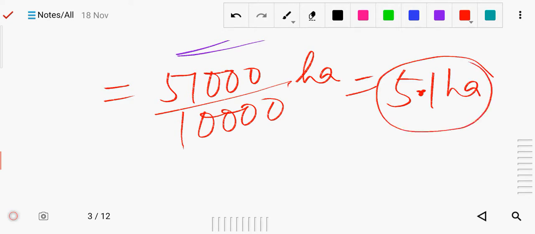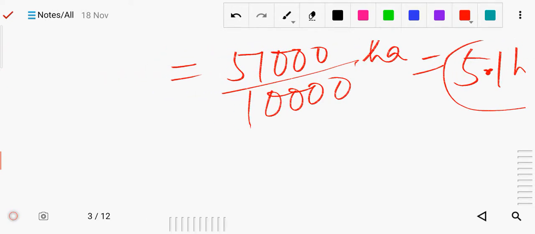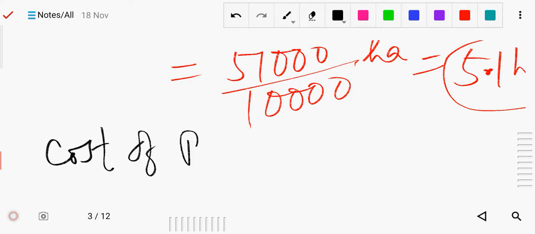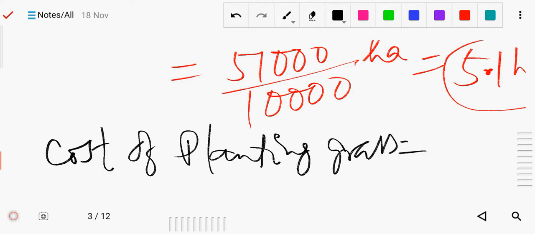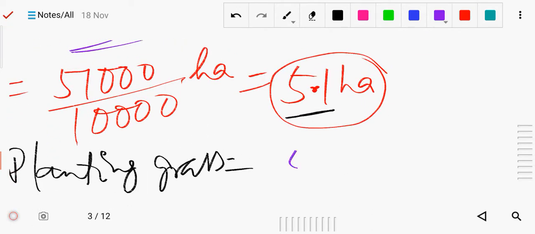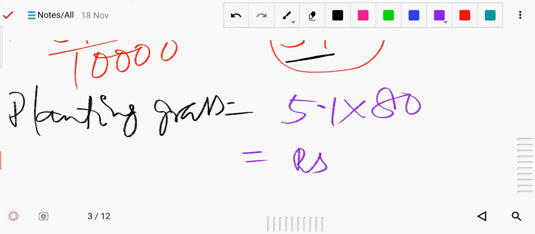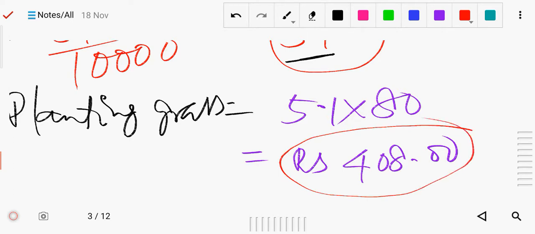Now this area is in hectare, and the cost is also given in hectare. Now we can find the cost of planting grass. So we multiply the area we got, 5.1 hectare, by the cost, rupees 80, and it will be rupees 408. So now your answer is 408.